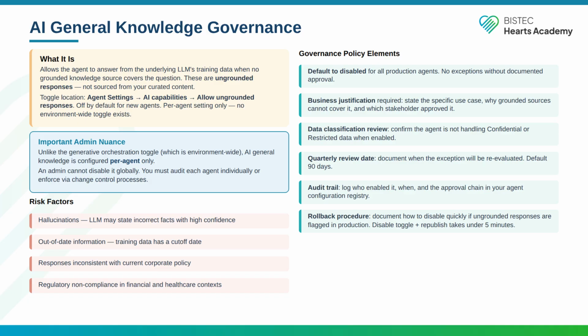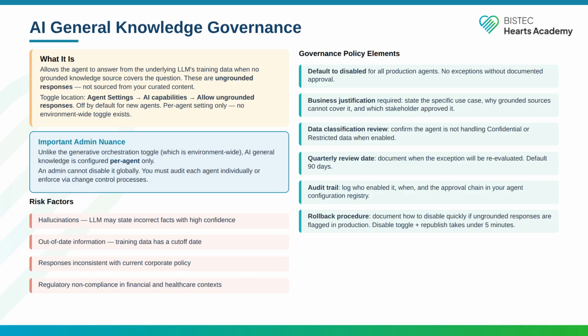Governance policy. Default to disabled, no exceptions without documented approval. Approval requires a business justification naming the specific use case and why grounded sources cannot cover it. A data classification review confirming the agent does not handle confidential or restricted data. A quarterly review date, not quarterly reviews as a standing process, but a specific calendar date assigned at approval. An audit trail recording who enabled it and the approval chain.